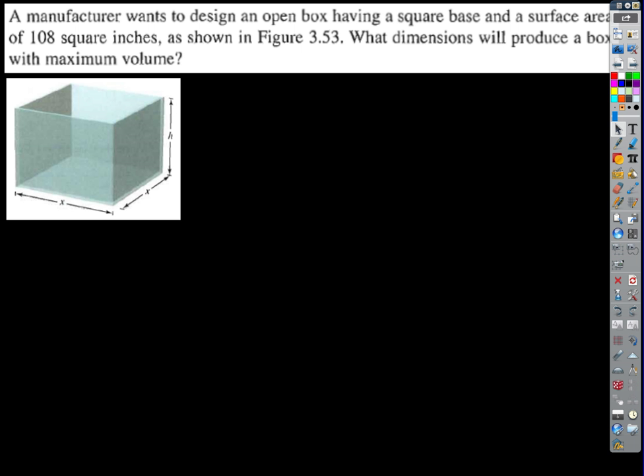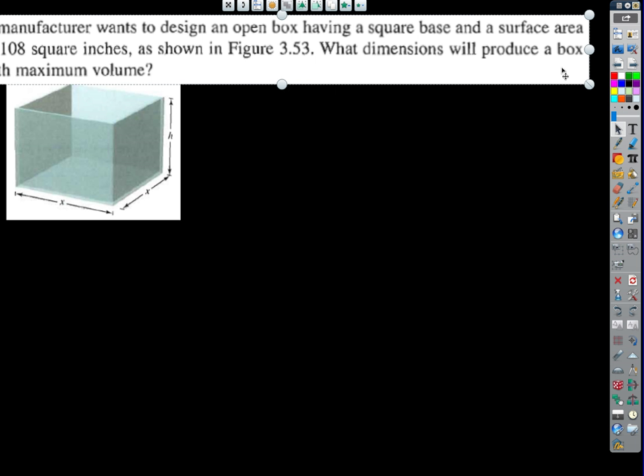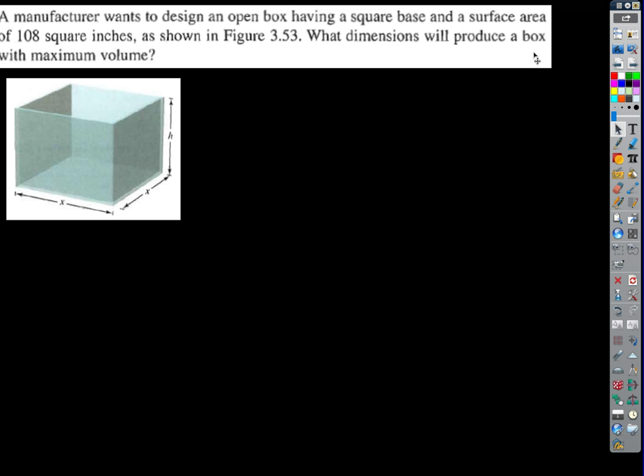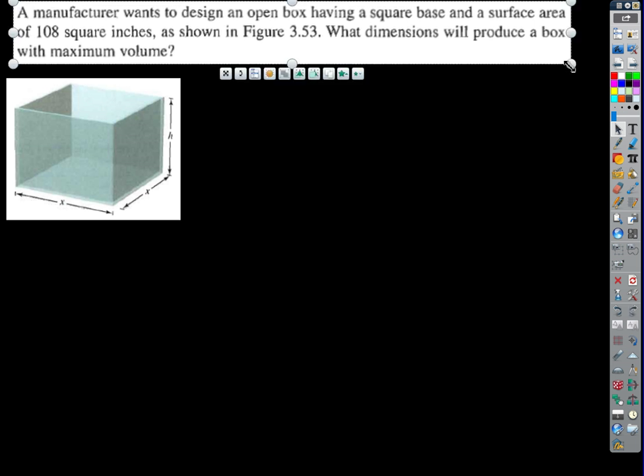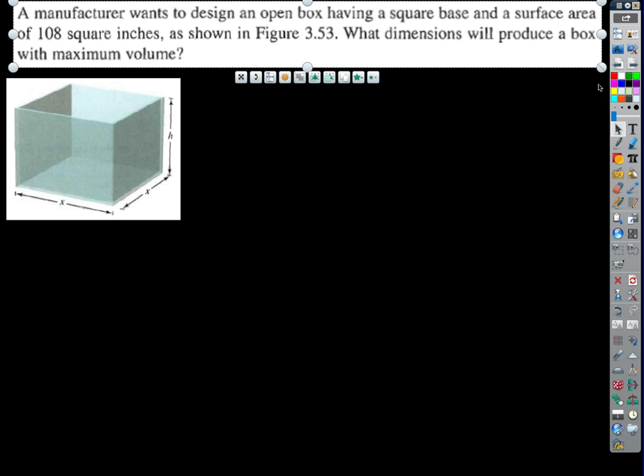So a manufacturer wants to design an open box having a square base and a surface area of 108 square inches, as shown in figure 3.53. What dimensions will produce a box with maximum volume? So that's our goal, right? We've only got so much cardboard to work with per box, for whatever reason. Maybe it's a weight reason, who knows? But we want to maximize the volume for these boxes.